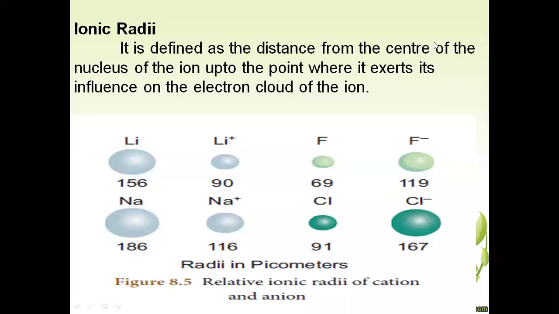For example, lithium and sodium lose electrons from the outermost energy level. So this forms a cation. The ions formed are smaller because the remaining electrons are in the inner shells and are attracted more strongly by the nucleus.